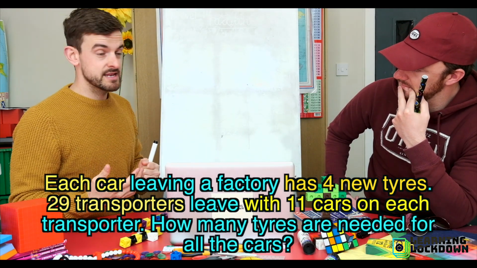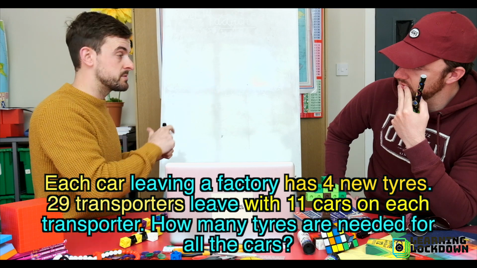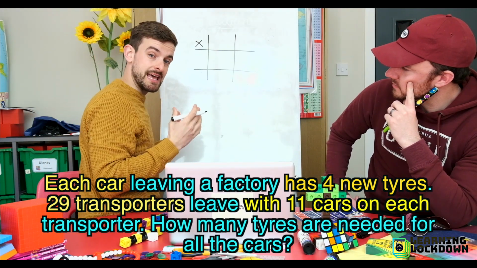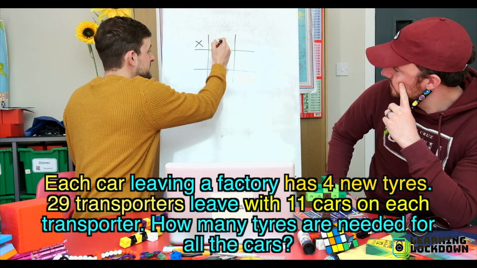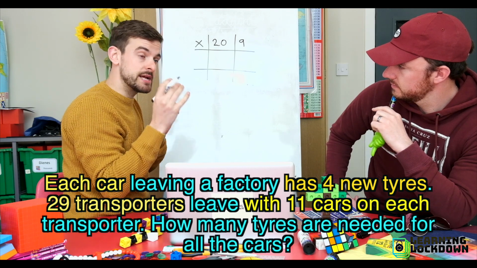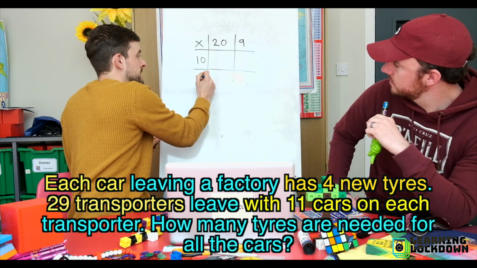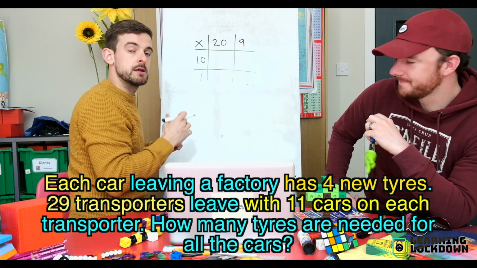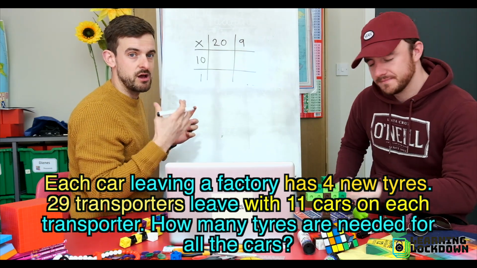I'm just going to use the grid method nice and quick. Do not play noughts and crosses with me. Okay. So remember here, we break down the numbers into their parts. So 29 is 20 and 9. 11 is 10 and 1. And then like our multiplication grids, where these numbers meet in the grid, that's where our multiples, our answers go.